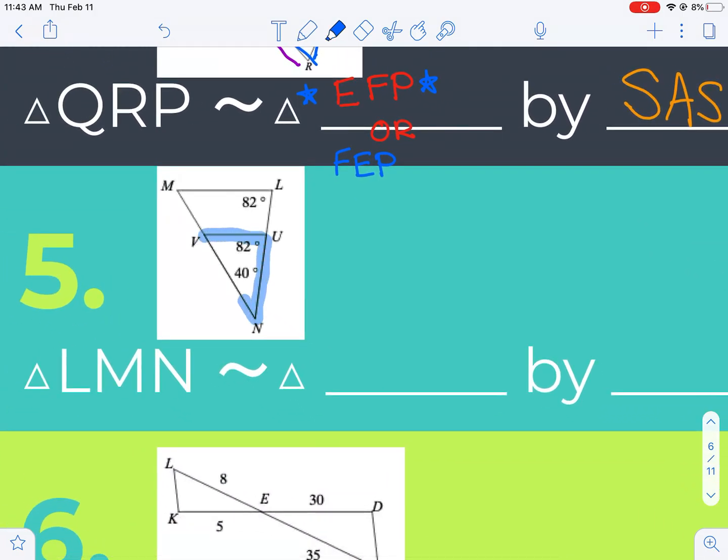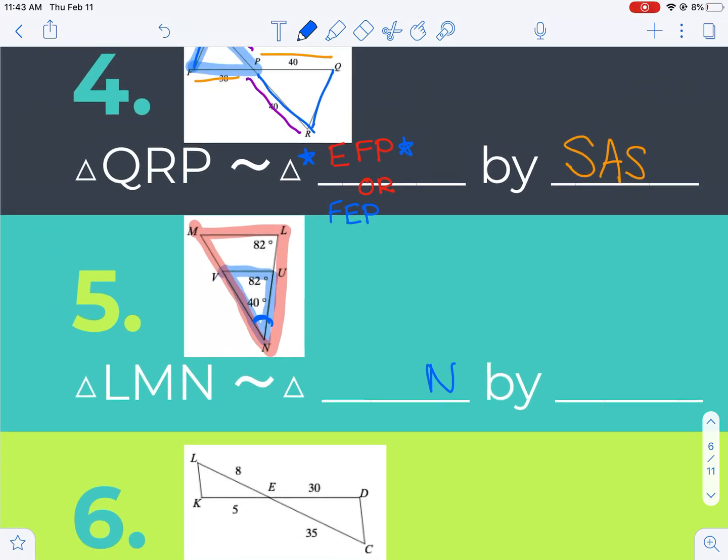All right, I've got a small triangle here, and then I have a second triangle here. That red and that blue triangle both have angle N in it, and they're in the same spot. And then they both have this 82-degree angle. So I've got angle, angle, third angle if I want it, similarity.